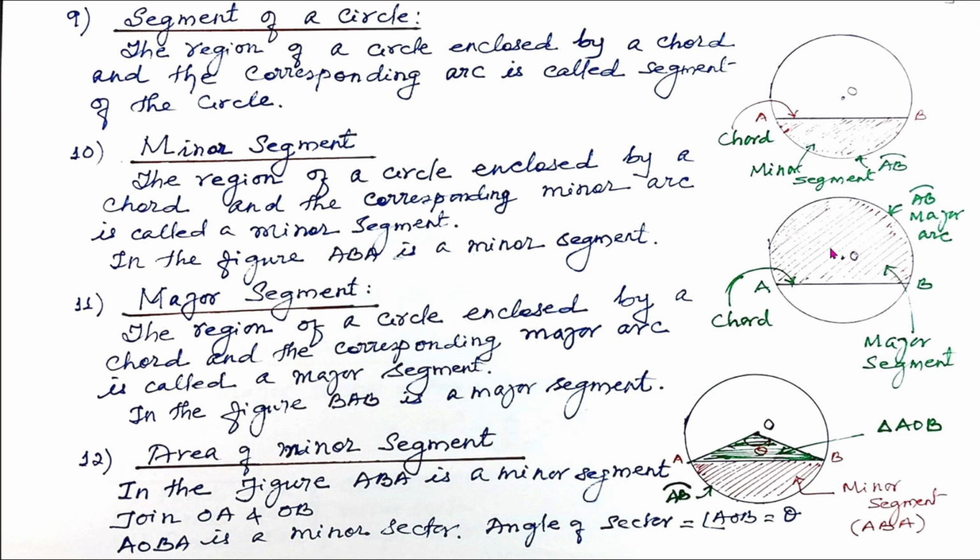Remember that. Now we have to learn how to find the area of the minor segment. The procedure is slightly different. We have to first join OA and OB and get the minor sector. The minor sector is ABOA, and we also get a triangle AOB. So from the area of the minor sector ABOA, if I subtract the area of the triangle AOB, I get the area of the minor segment. Again I'll repeat, the area of the minor segment is equal to the area of the minor sector ABOA, subtracting the area of triangle AOB from it.